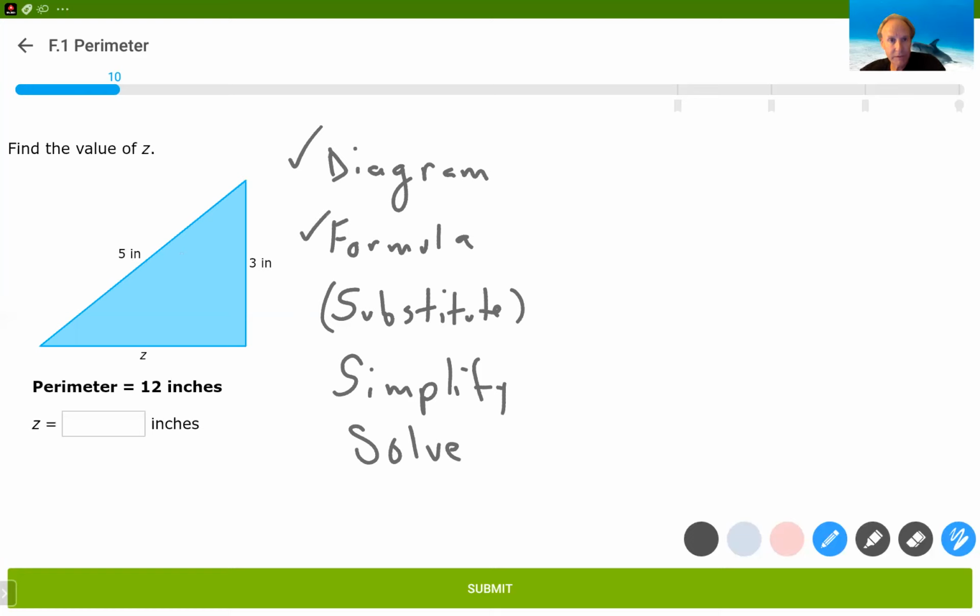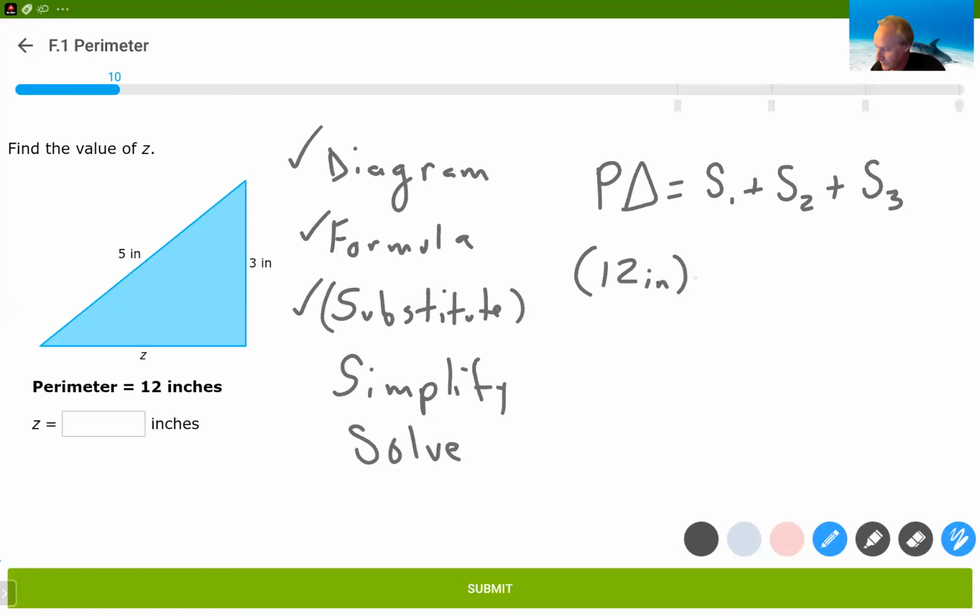The sum of the sides is called the perimeter. So the perimeter of a triangle is equal to side 1 plus side 2 plus side 3. Some people will say A plus B plus C, but this is fine. And now we're going to substitute. Normally, I don't want to put the parentheses for this particular one because there's nothing happening to these other than addition, but I'm going to go ahead and follow my directions. The perimeter is 12 inches, and the sides are 5 inches, and 3 inches, and one that we don't know.